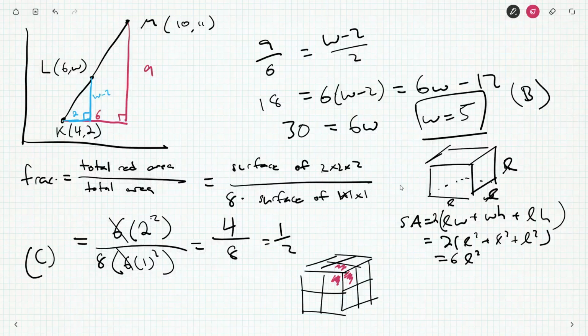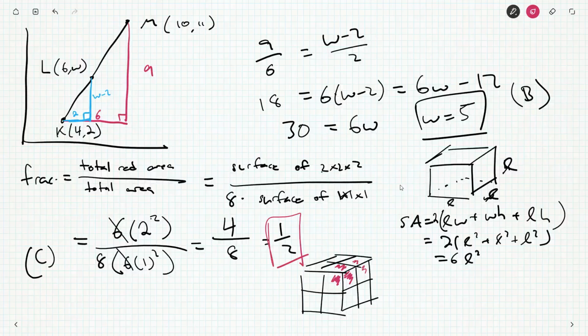3 of its 6 sides get painted red. The other 3 are hidden. So half of this cube becomes red, but half of all the other cubes becomes red. So that's another way to see that 1/2 is the amount of red area. I think that's kind of nifty too.